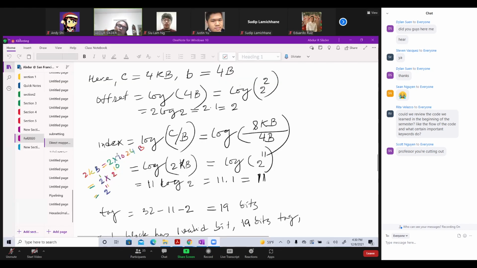So here is the workout, like how we got 2 to the power 11. You see that 2 KB is 2 times 1024 bytes, and 2 we can write as 2 to the power 1. You can imagine it's 1 times 2 to the power 10. The 1024 we can write as 2 to the power 10. Then you have the same base, so we can add the powers: 10 plus 1 is 11, so 2 to the power 11. That's how we got 2 to the power 11 here.